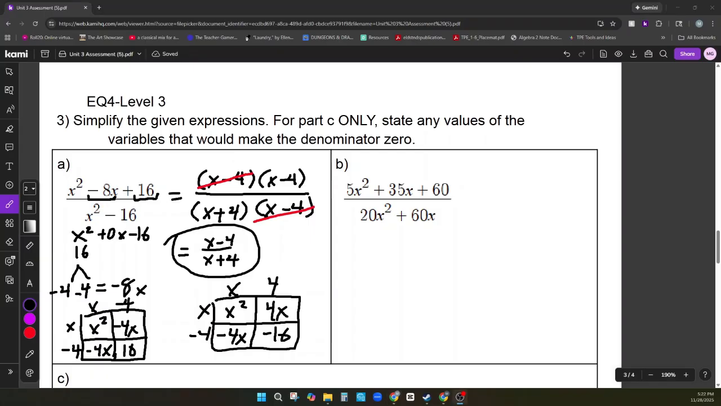Looking at part B. So I could factor this as is, but what I want you to immediately notice is that all my terms have something in common. I have a 5, 35, and 60. Those are all part of my 5's fact families. So what that means is I could take a 5 out of each of these terms. So what I'm left with is 5x squared. 35 divided by 5 is 7x. And 60 divided by 5 is 12.